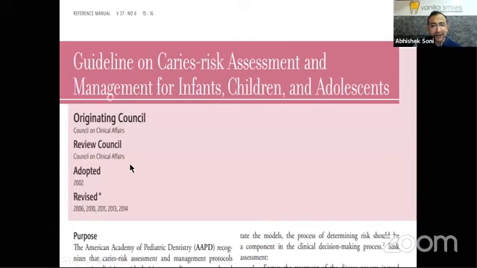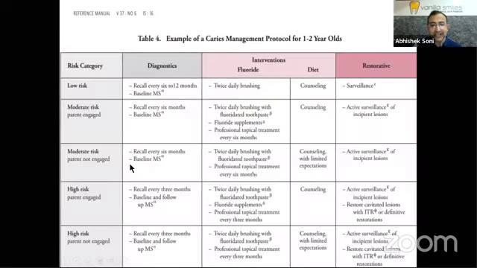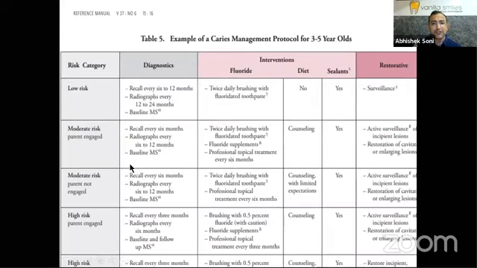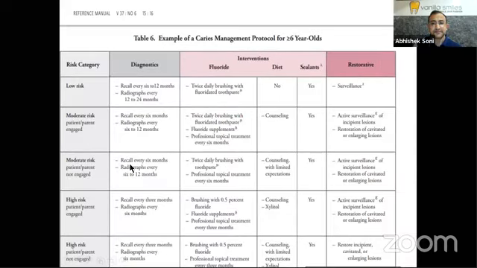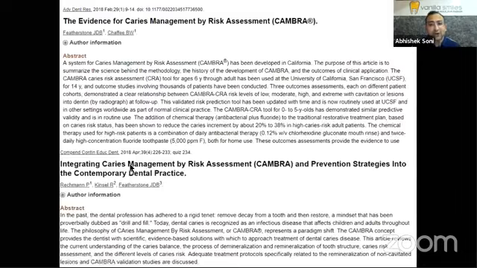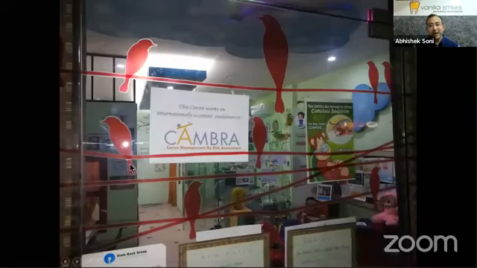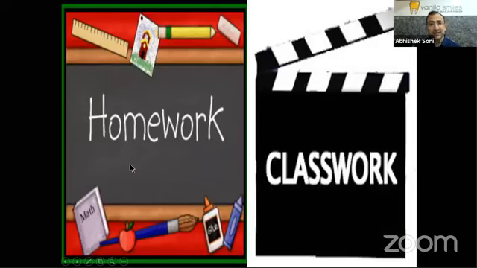And you can find a lot of reading matter about this on the AAPD guidelines or the AAPD website, which talks about the caries management protocol for 3 to 5 year olds, and the greater than 6-year-olds. And there is a plethora of evidence, and it can help us into how to tip the caries balance towards remineralization rather than demineralization for that particular child. So we proudly present ourselves as CAMBRA dentists, and we have posters put up in our waiting room.